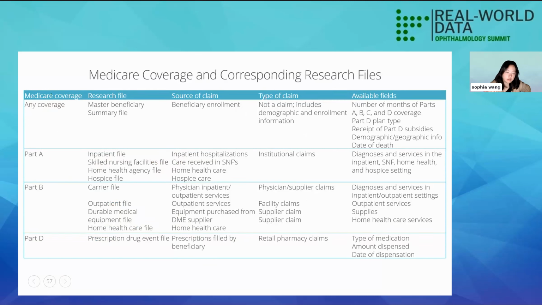So depending on the different parts, the tables come corresponding to those parts. So you can get inpatient files, skilled nursing facility files, home health agency files, hospice files through Part A, and then outpatient and durable medical equipment and home health in Part B, and of course, prescription drug and med files.